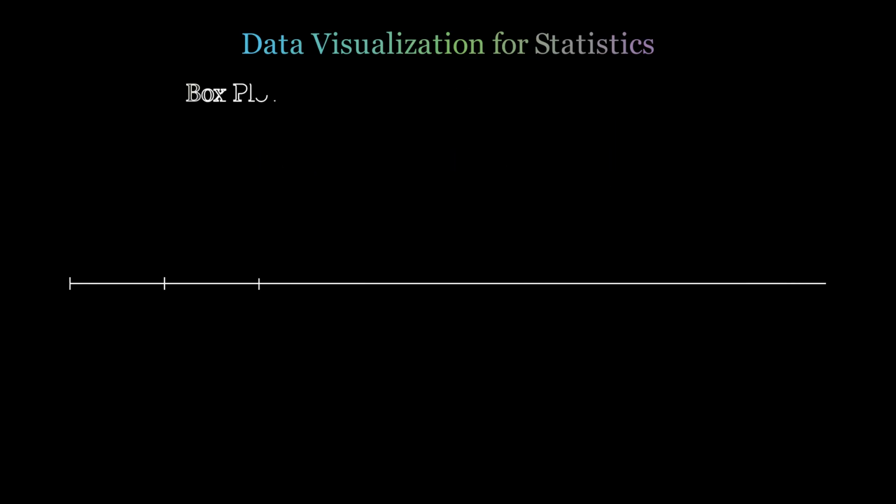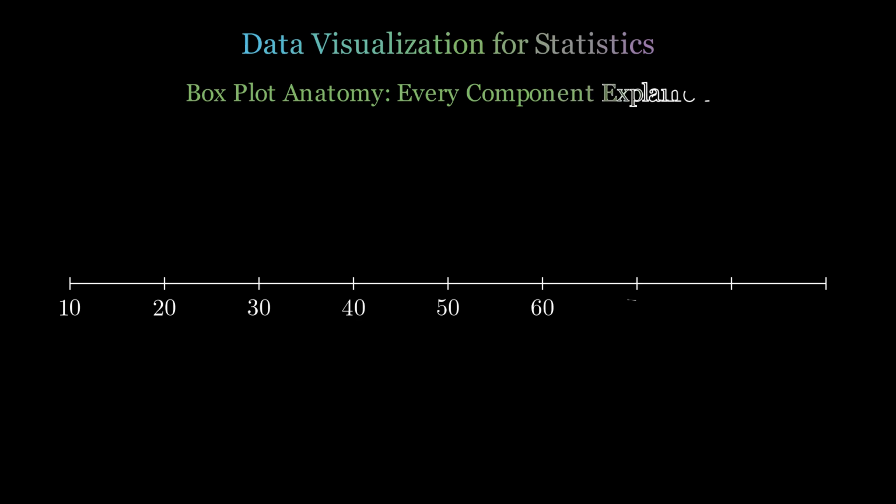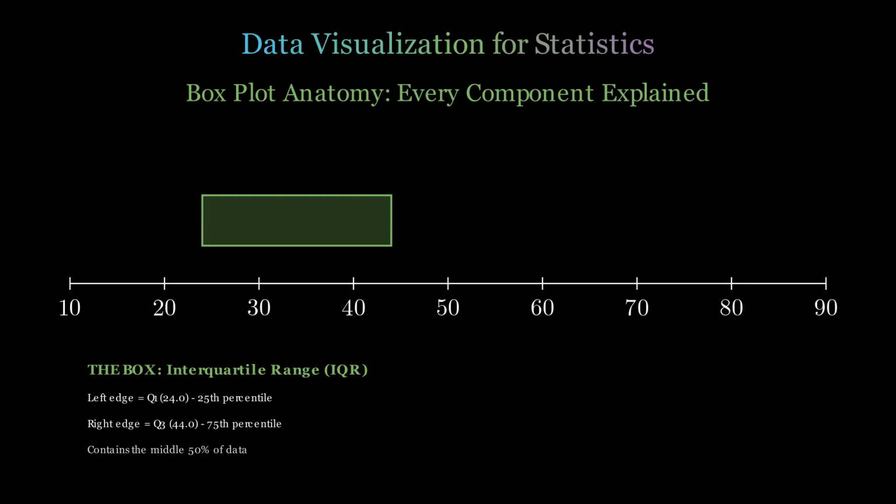Let's dissect every component of a box plot. We'll build it piece by piece so you understand exactly what each element represents and why it matters. First, the box itself represents the interquartile range or IQR, the middle 50% of your data. The left edge is Q1 at 24.0, the 25th percentile. The right edge is Q3 at 44.0, the 75th percentile. This box contains half your data points, showing where the typical values lie.